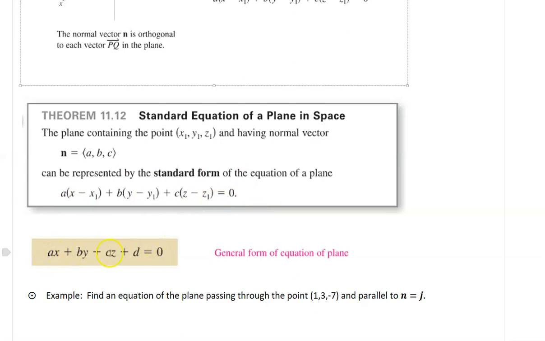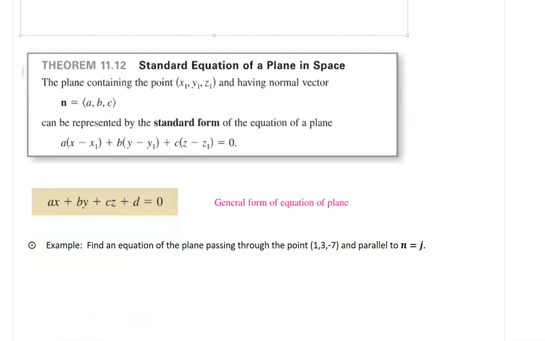The general form of the equation of a plane, when you multiply all this out and collect your constants, is just ax plus by plus cz plus d equals 0. So the d comes from all of the ax1s and by1s and cz1s all multiplied out and added together.